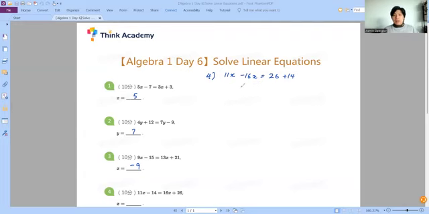All right, so right here, I'm going to have a negative 5x equals 40. My x value here is going to be equal to 40 divided by negative 5, which is negative 8. All right, let me clear my screen, and I'm going to move on to question 5.